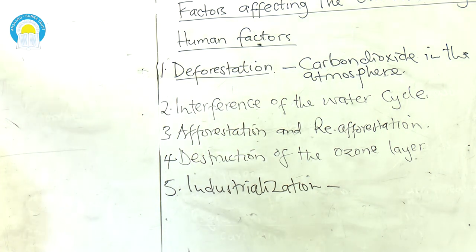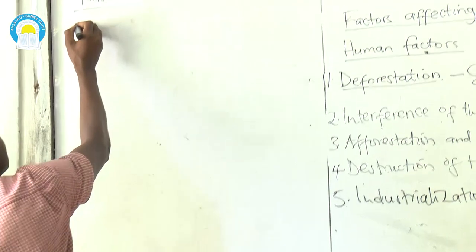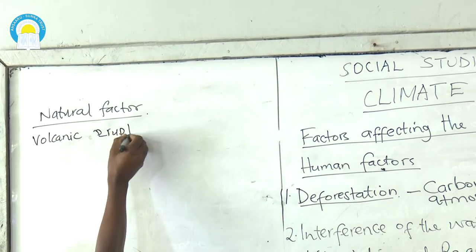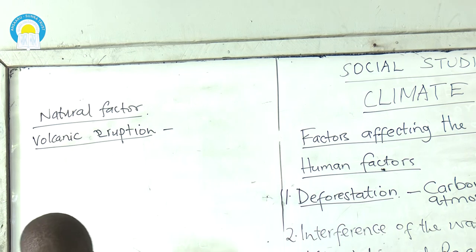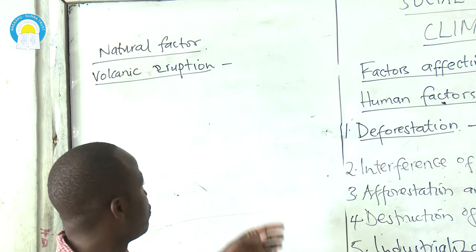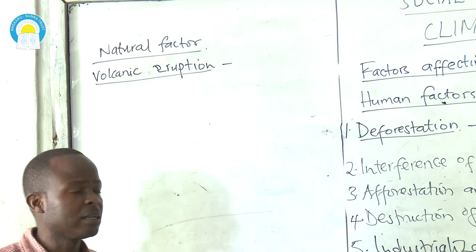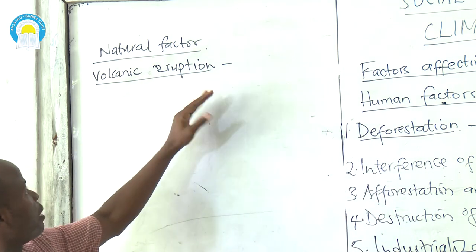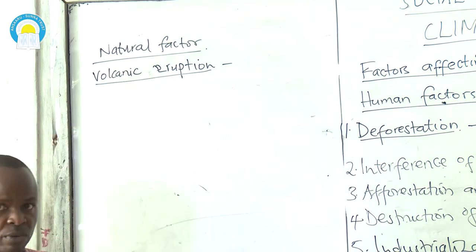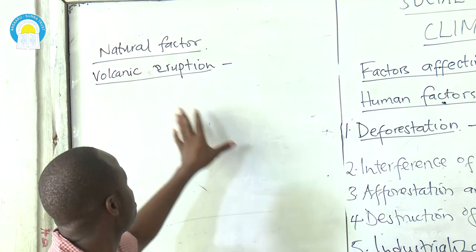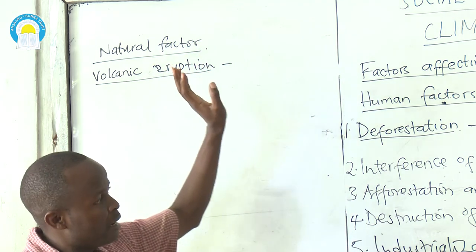Then we have natural factors. Here we are going to talk about volcanic eruption or volcanic activity. During volcanic activity, a lot of dust and a lot of sulfuric gases are produced into the atmosphere. This interferes with the formation of rainfall. Sulfuric gases will lead to the formation of acidic rain. The temperature will rise because of those gases that are released into the atmosphere.